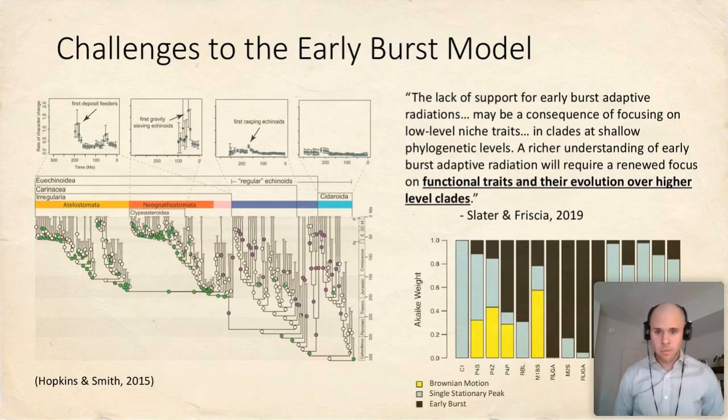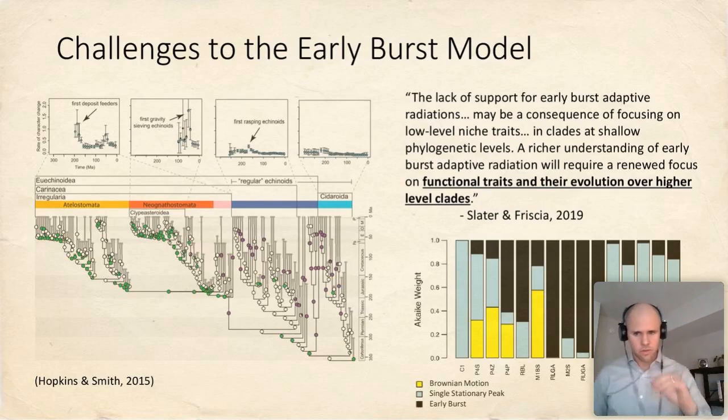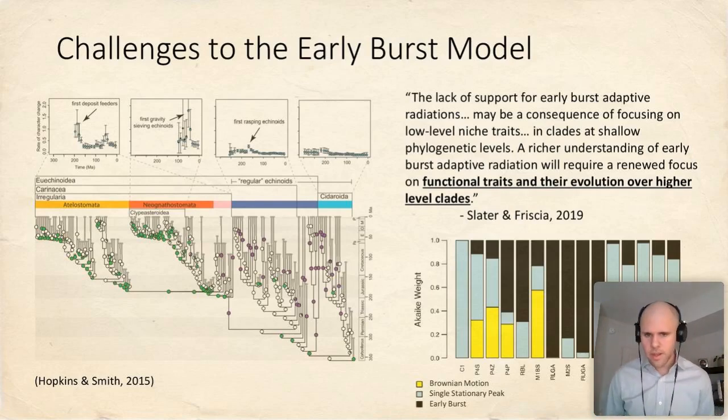That all said, there have been a number of challenges to the early burst model lately in the literature, especially using phylogenetic comparative methods, such as this Hopkins and Smith study on the left looking at echinoids. They found that when you look at the group overall, you do not see an early burst, although they did find that you may see them within specific subclades that feature a unique adaptation that allows them to radiate. And this is an idea that's carried over by Slater and Fisher in this 2019 study they did looking at mammals and similarly looking for evidence of early bursts.